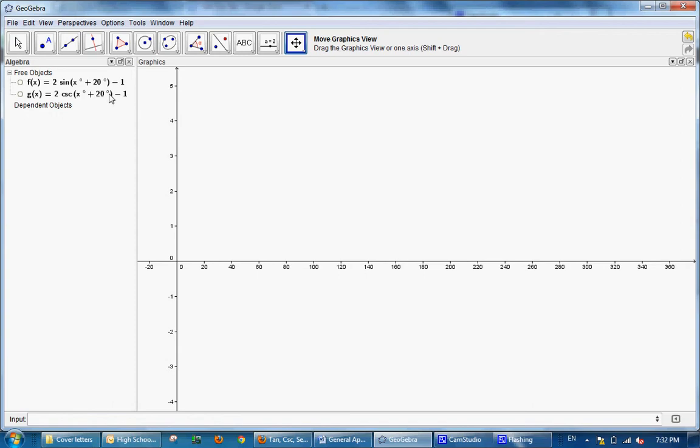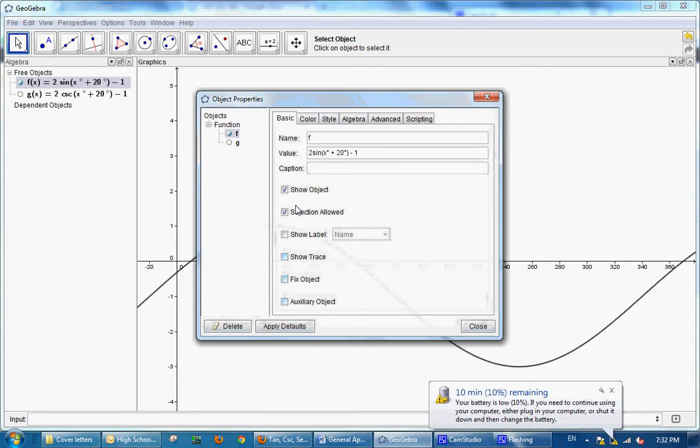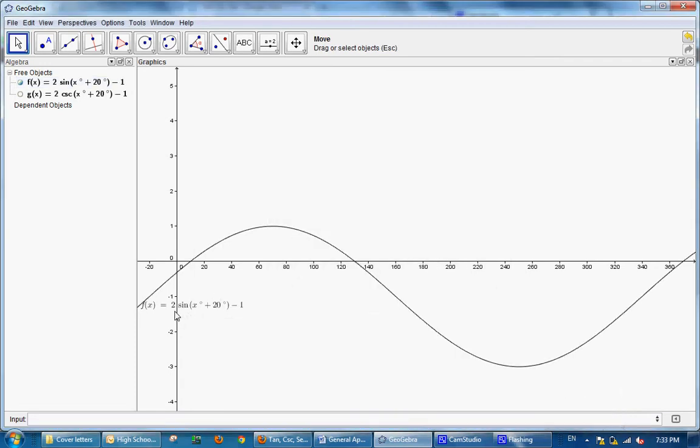In order to do that, I don't even want to worry about that. I am going to do what I'm good at, which is graphing sine. So you can see I have the equation here, and all I do is replace cosecant with sine. Instead of 2 times cosecant x degrees plus 20 degrees minus 1, I did 2 times sine x degrees plus 20 degrees minus 1.